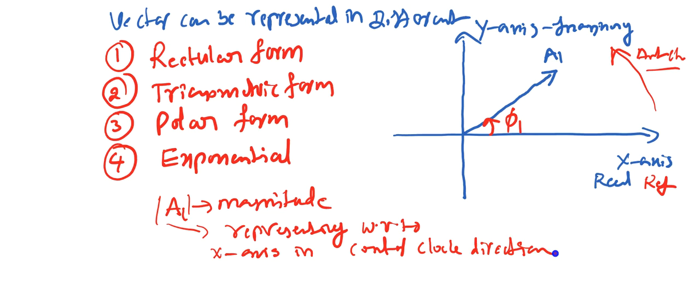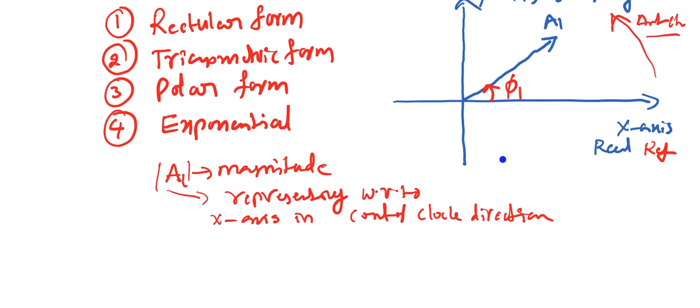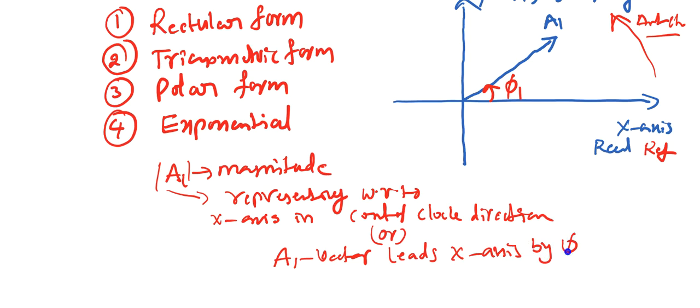So I can also say my A1 vector leads the x-axis, the reference axis, by the angle phi 1. The phase angle phi 1 is the angle by which A1 leads.